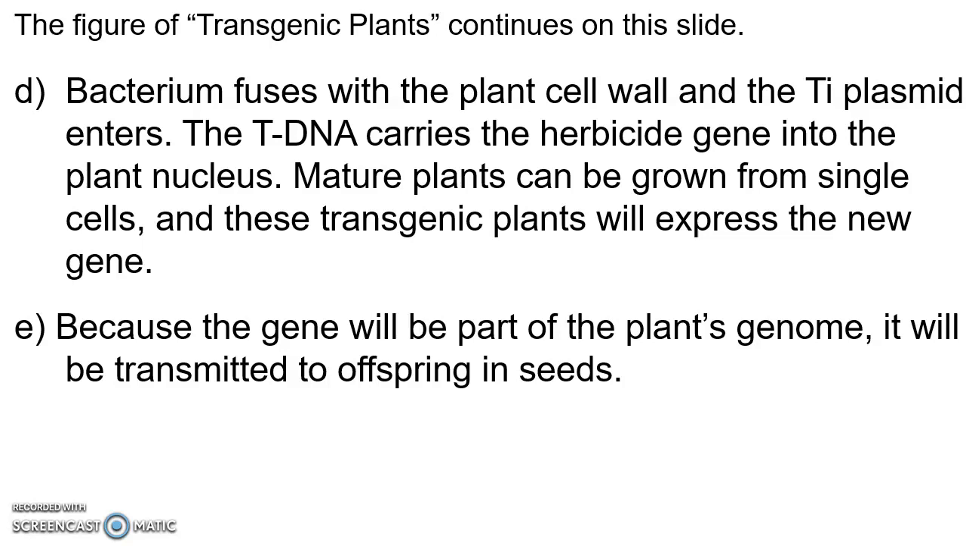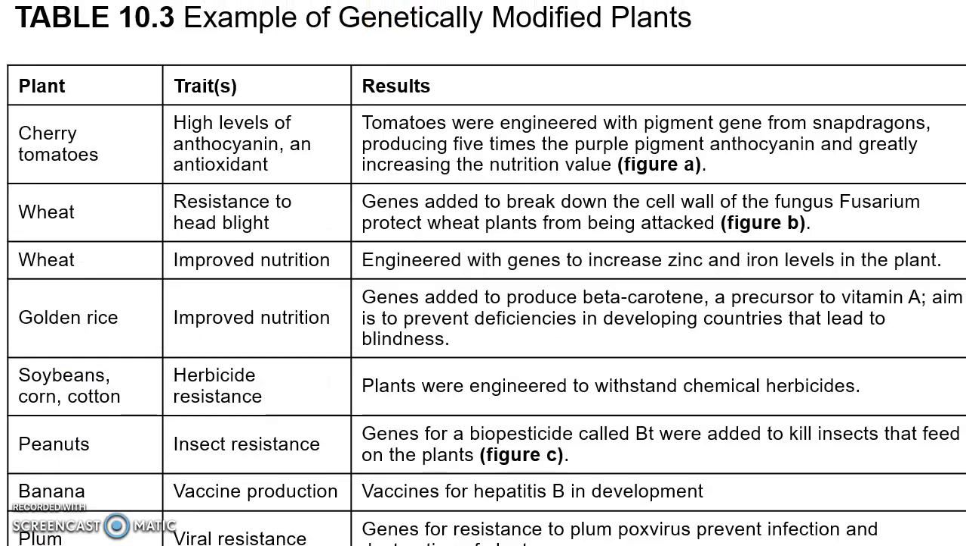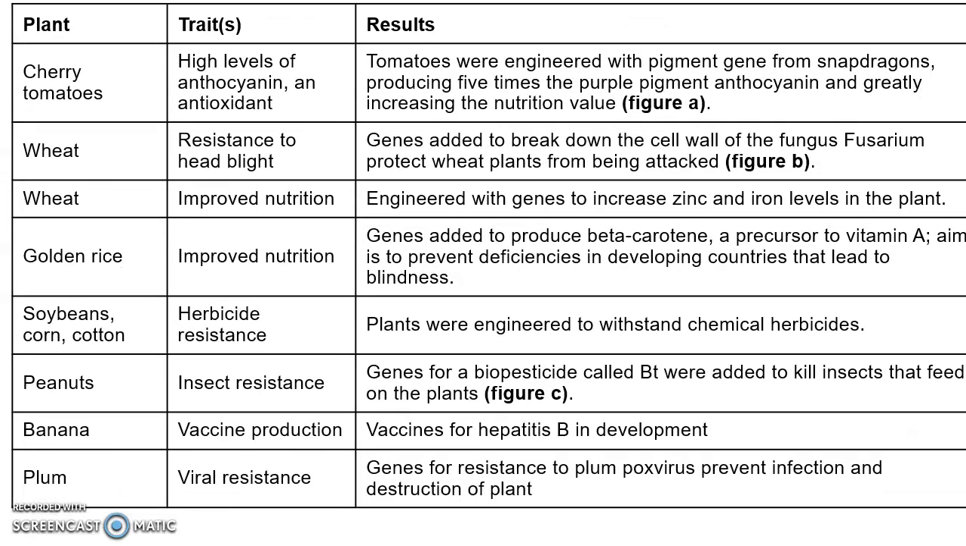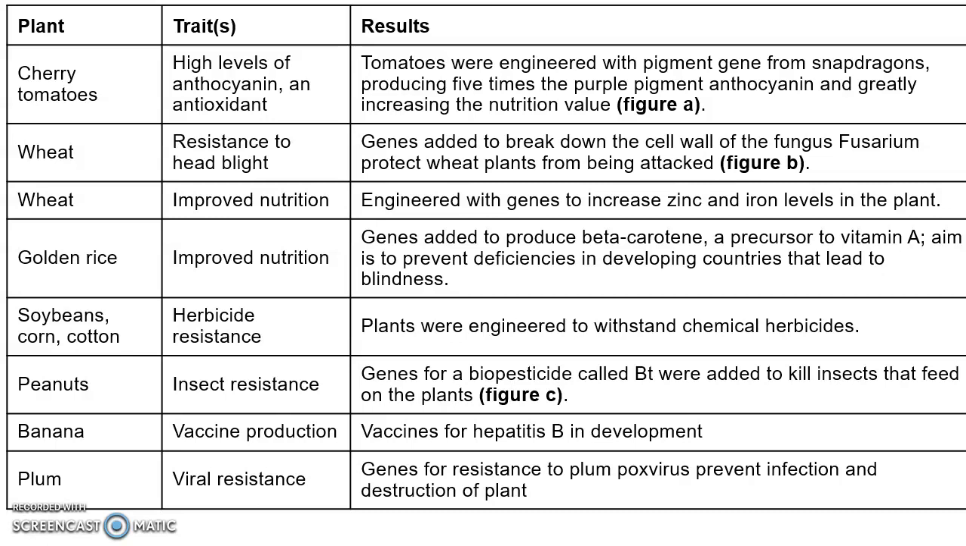So they'll express that new gene, and the gene becomes part of the plant's genome. Then when the initial crop is grown and produces seeds, the new gene is transmitted to, or inherited by, the offspring. So when you grow out those seeds, they have that herbicide resistance or disease resistance. Table 10.3 in your book has a list of GMO or genetically modified plants: cherry tomatoes, wheat, golden rice, soybeans, corn, cotton, peanuts, bananas, plums.